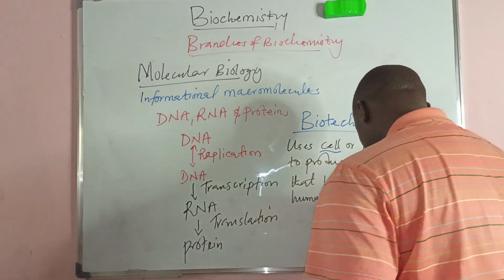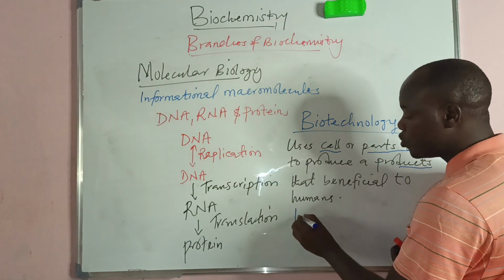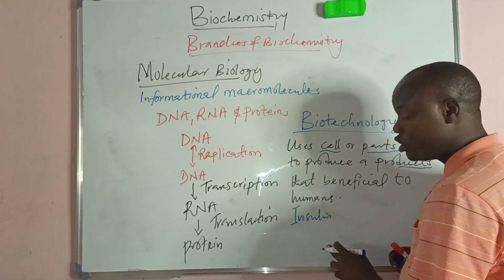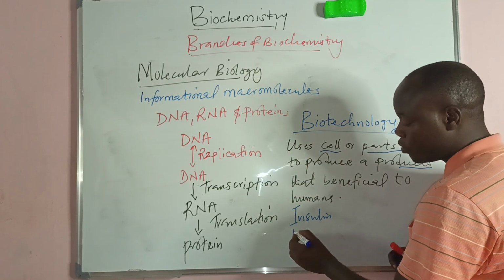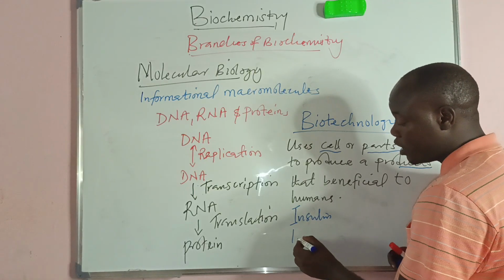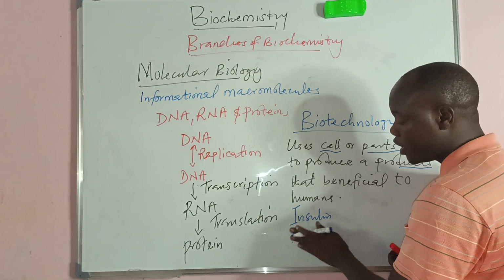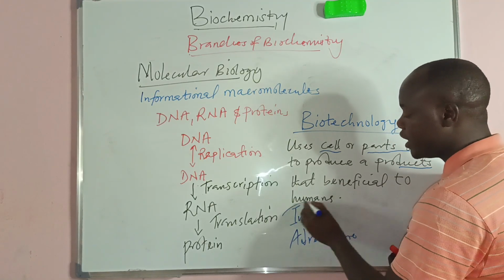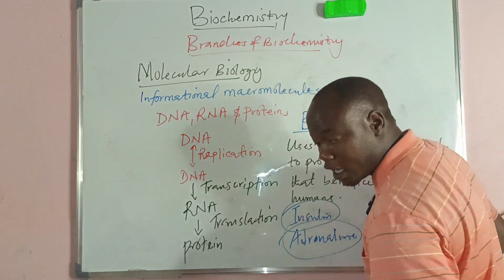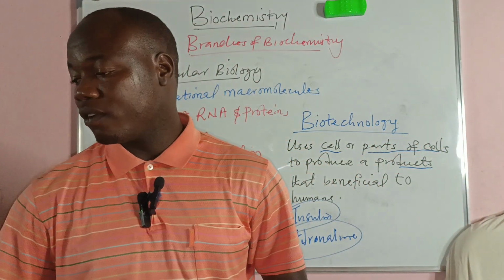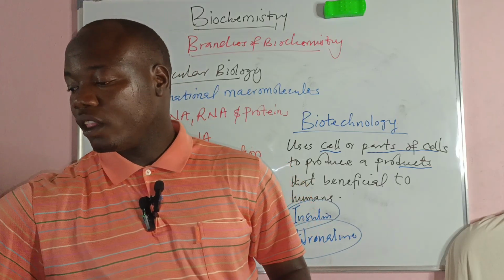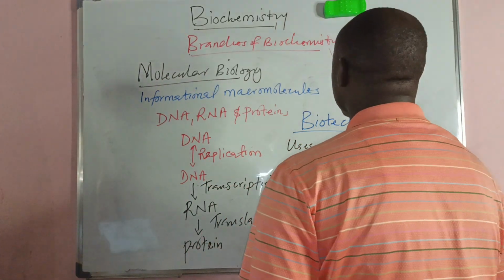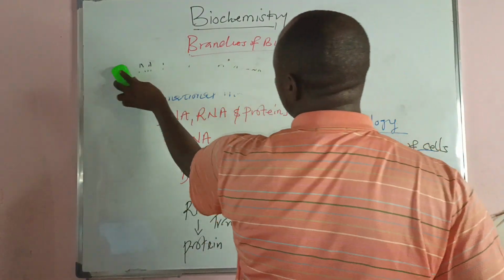That is what you call biotechnology, like the production of insulin. You know that we have insulin injection. We produce this insulin through biotechnology tools, and of course we can also produce recombinant adrenaline. That is why we have adrenaline injection. All these are examples of biotechnological products that are beneficial to humans. So the next one we have is lipid and carbohydrate chemistry.